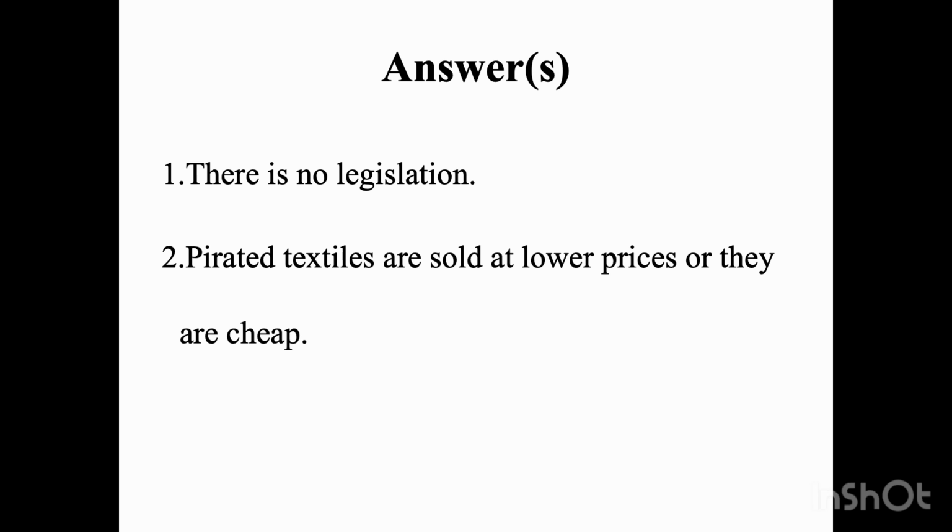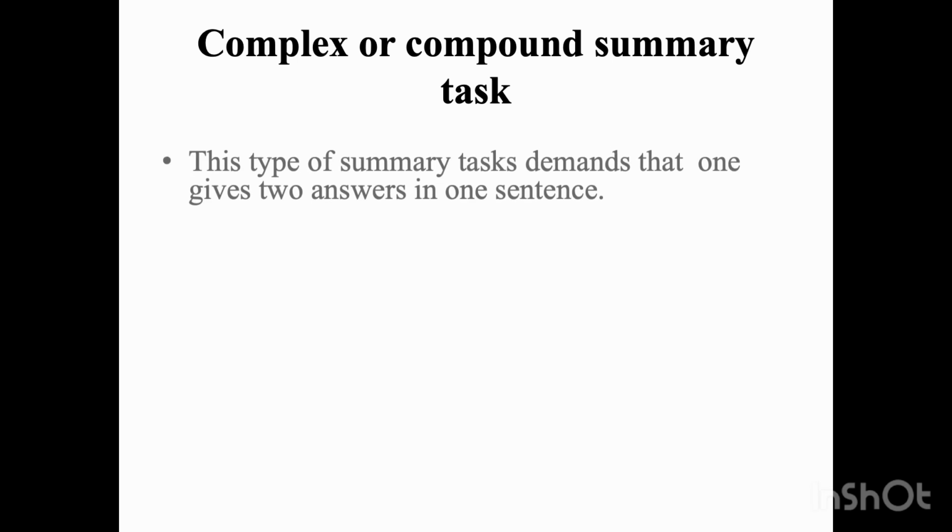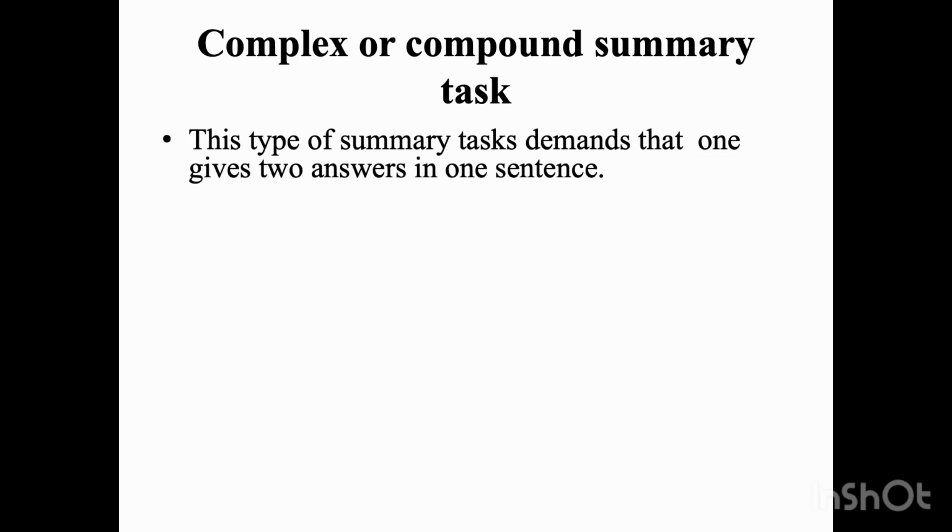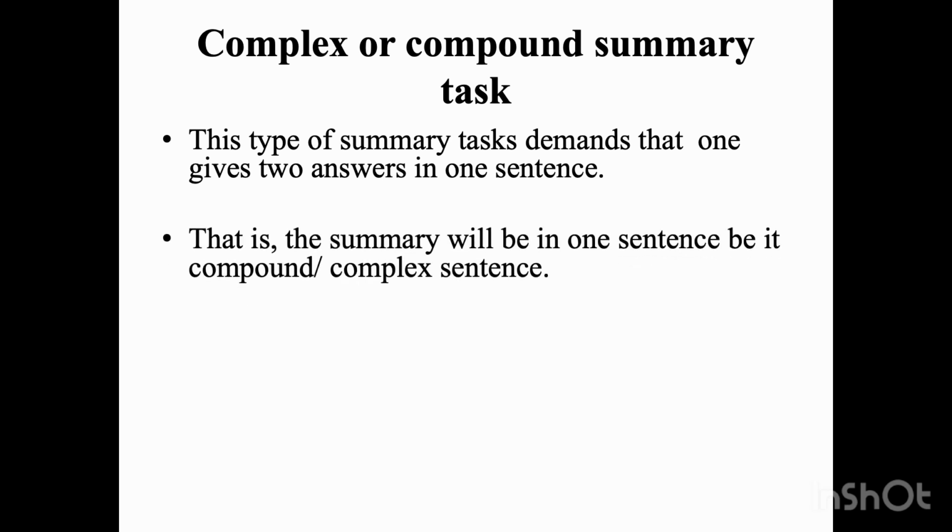Now let's move to complex or compound summary tasks. The first one we said demanded you consider only one word, reason, or you give just one focus. So this type of summary task demands that one gives two answers in one sentence. So it's expecting you to consider two different things, but then in one sentence. That is, the summary will be in one sentence, be it compound or complex sentence.